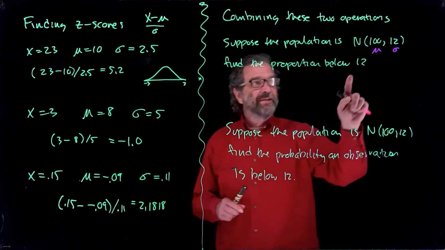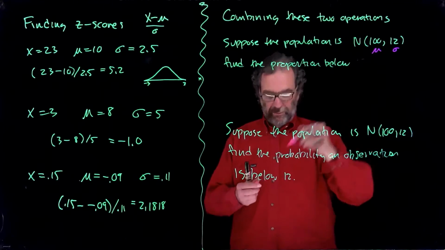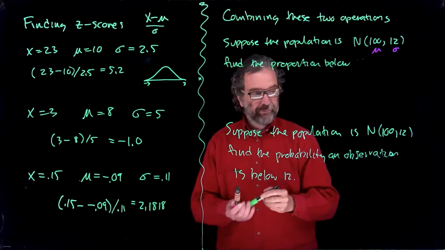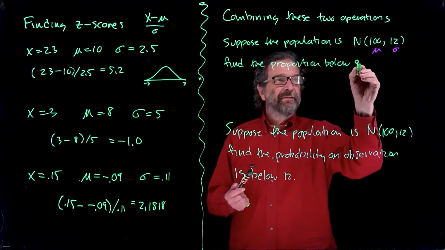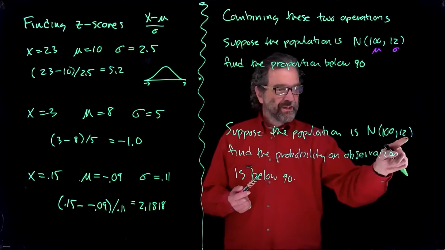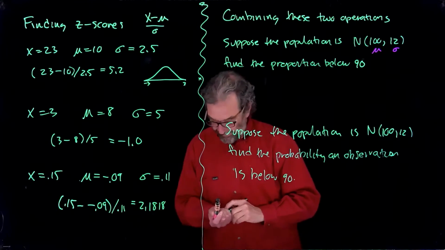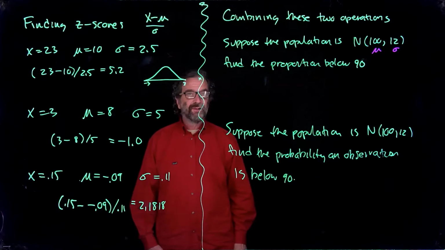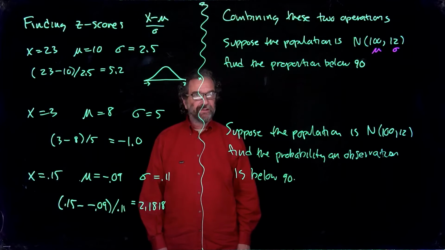Find the proportion, 90 it says. I just copied it wrong. Okay, 90. 12 would be a bad answer. Okay, below 90. You see 12, you write 12. I guess that can happen. The body just takes over the mind. Or maybe the mind is taking over the body.